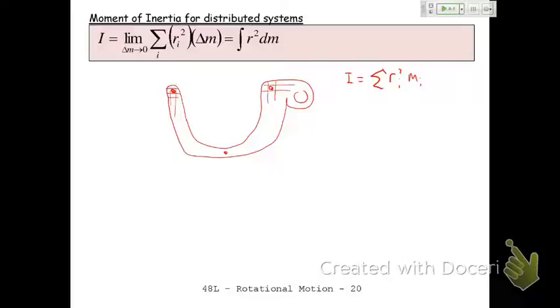What we say is the moment of inertia as we go to a dispersed mass, a distributed mass, if you like, the moment of inertia about a turning point is equal to the sum of r_i squared times the little bit of mass, as the little bit of mass goes to 0. So it becomes the integral of r squared dm.